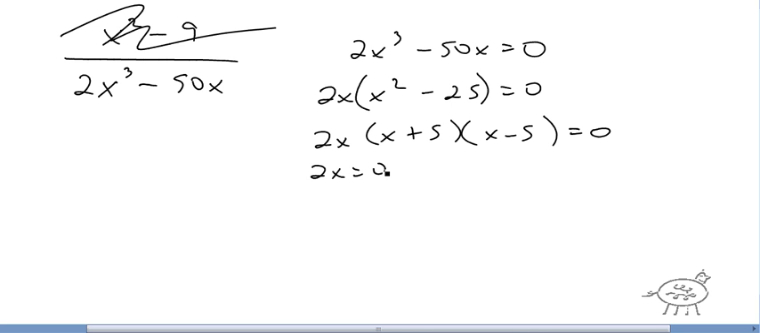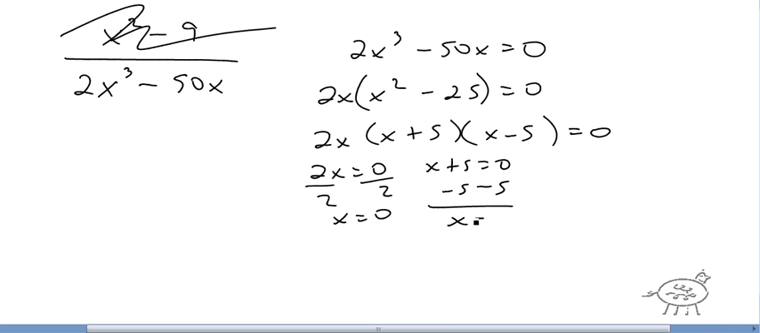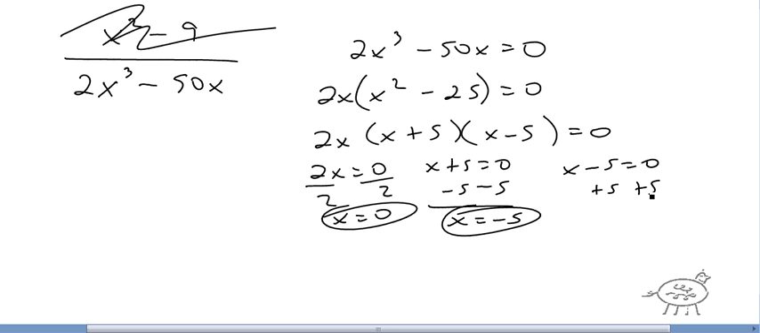So 2x equals 0. Divide by 2, x is 0. x plus 5 equals 0, so x equals negative 5, and x minus 5 equals 0. Okay, so you got three answers for that one. That's what's undefined. All right, so I hope you guys get the idea.